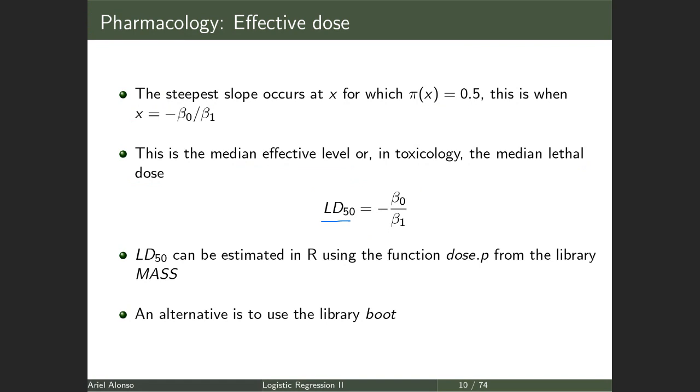Now, there are two ways of estimating this LD50 in R. One is using the function dose.p from the library MASS. We are going to see that in a few minutes. But another possibility is to use the library boot, which is an implementation in R of one of the most interesting ideas in statistics. It's an idea that I really like. It was developed by Efron at the end of the 1970s, and it is the idea of bootstrapping.